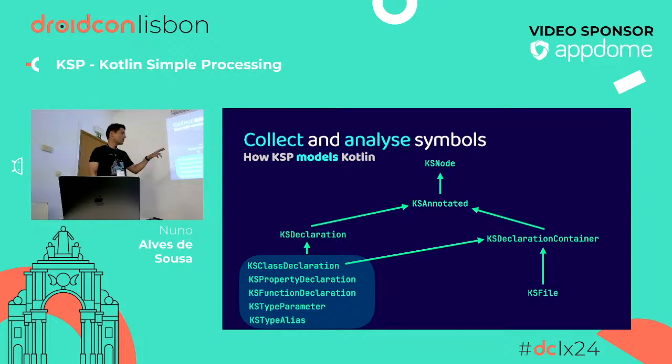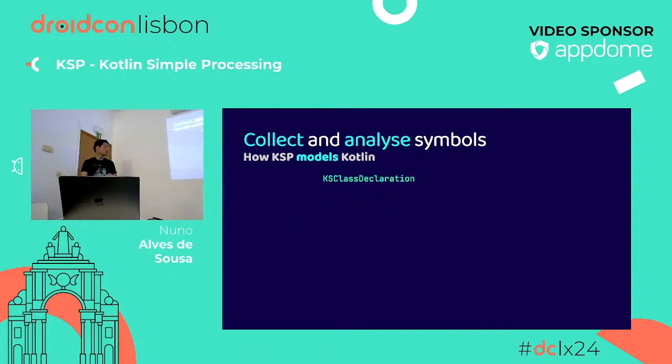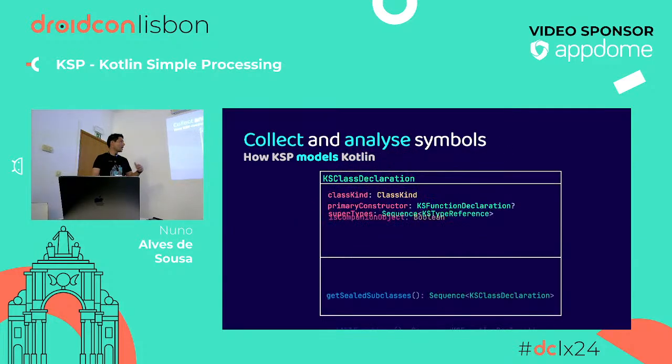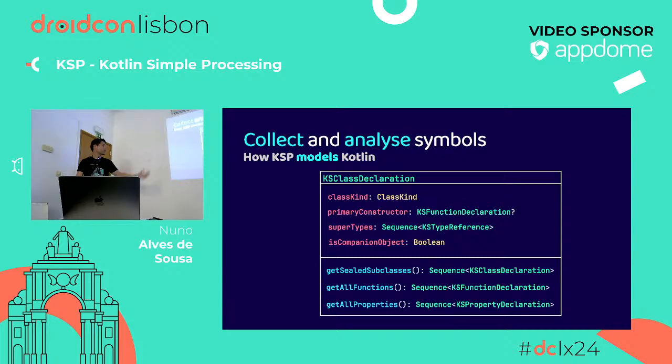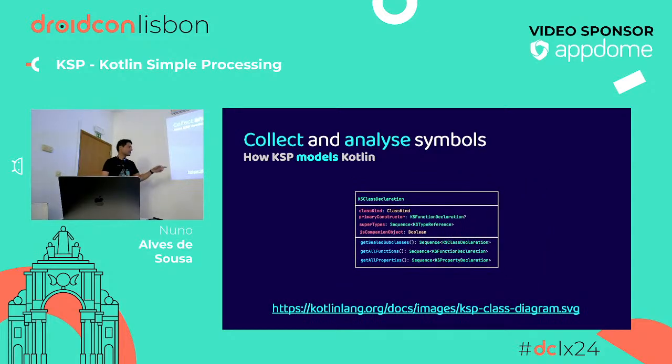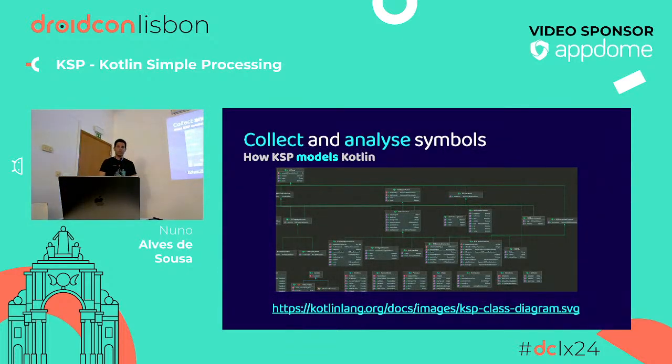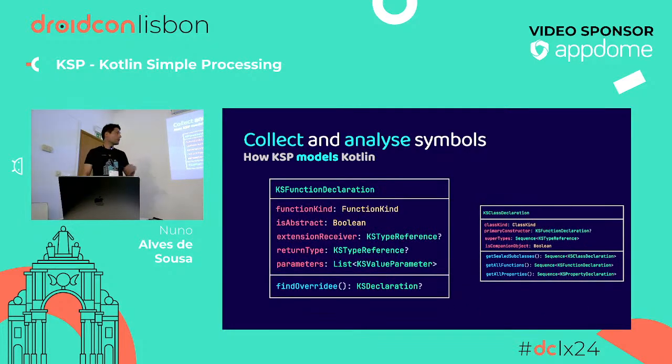Well, each of these interfaces we see here provide a simple API to analyze each kind of Kotlin symbol. For example, this is the API to analyze a class declaration. As you might expect, you have access to the class kind, its primary constructor, its supertypes, which includes the interfaces that the class might implement, and also its base class, and more. If you are curious, you have here in this link the complete KSP class diagram. Just be prepared because it is a big one. As another example, here is the API to analyze function declarations.